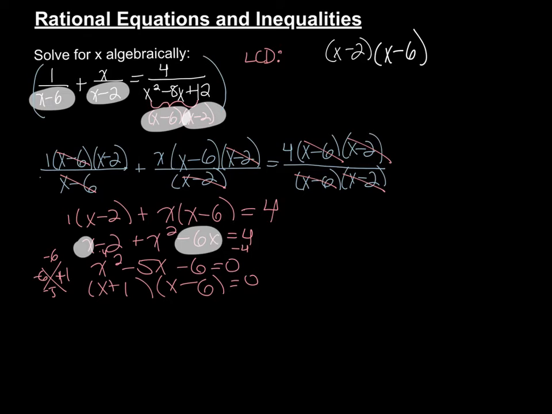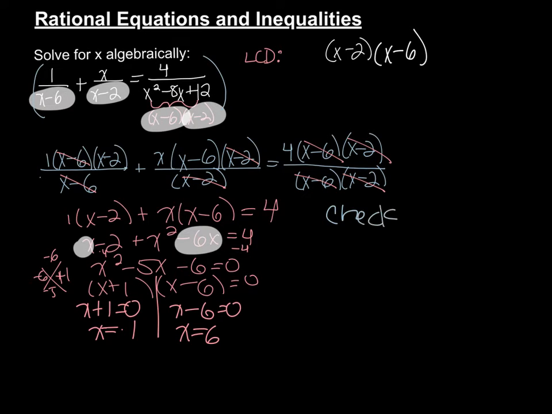Then I'm going to break it apart and set each part equal to 0. So x equals negative 1, or x equals positive 6. But I need to first check my answers before I can state any final answers. So I'm going to check when x equals negative 1, and I'm going to check when x equals positive 6.